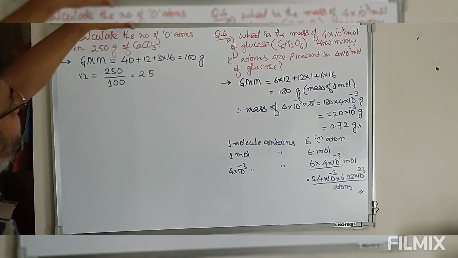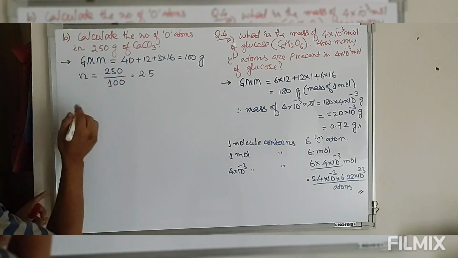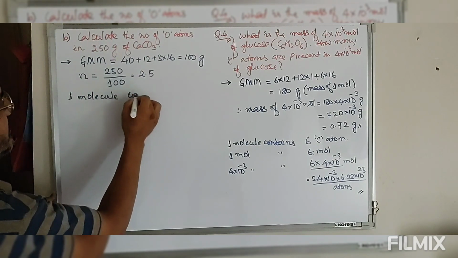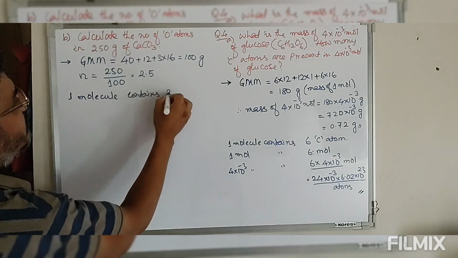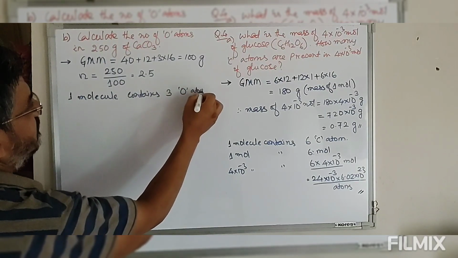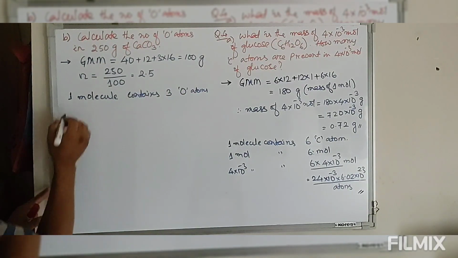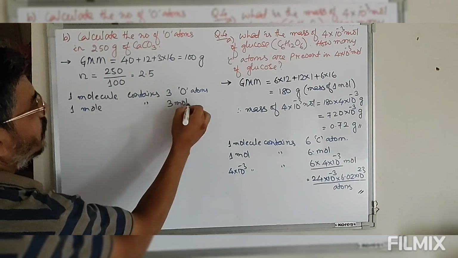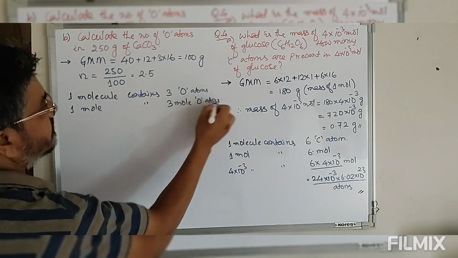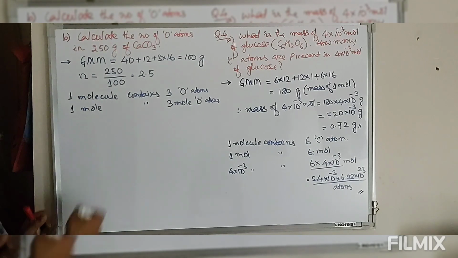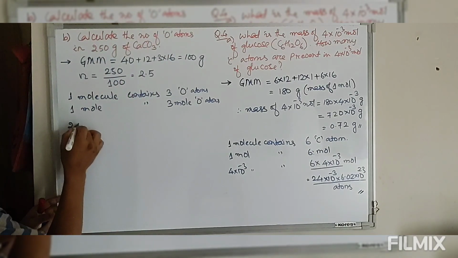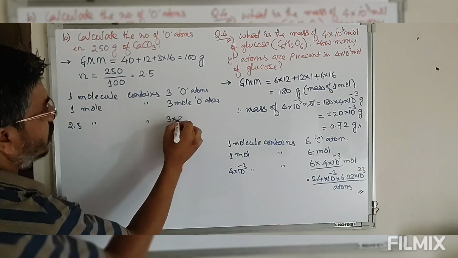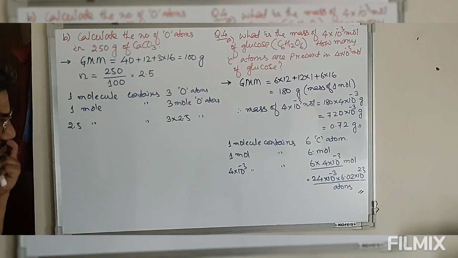Now the question says we have to find the number of oxygen atoms. So now look at this formula. One molecule of this calcium carbonate contains how many oxygen? 3 O atoms. So if one molecule contains 3 O atoms, then 1 mole will contain how many? 3 mole oxygen atoms will be present. Now the total number of moles of calcium carbonate is 2.5. So therefore 2.5 mole of the sample will contain 3 into 2.5 mole of oxygen atoms.